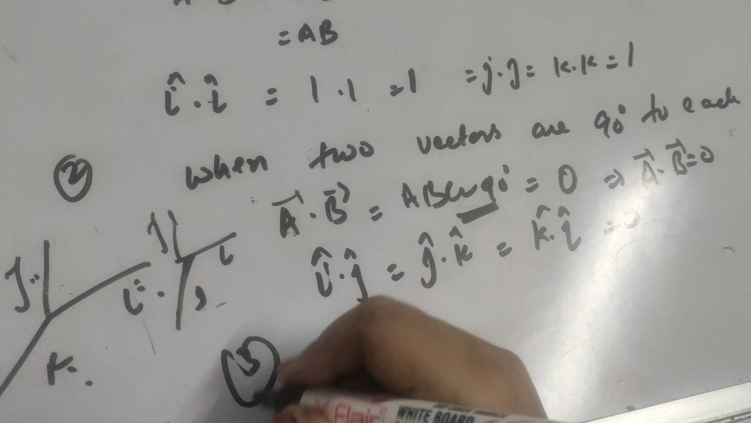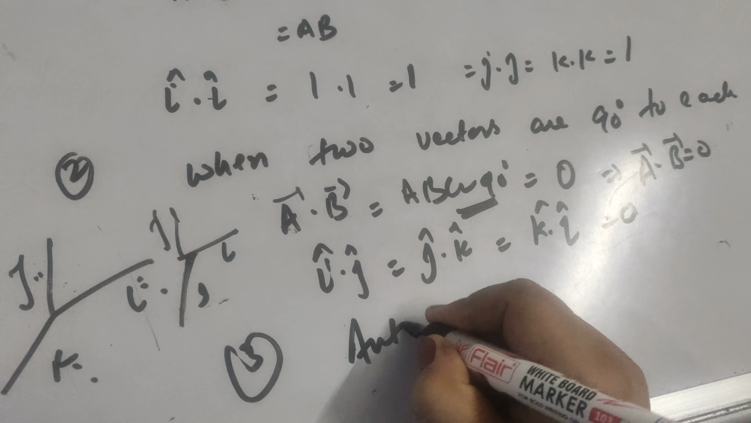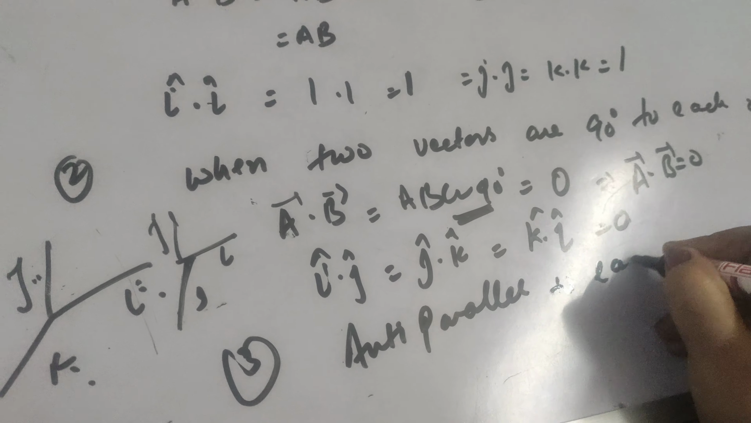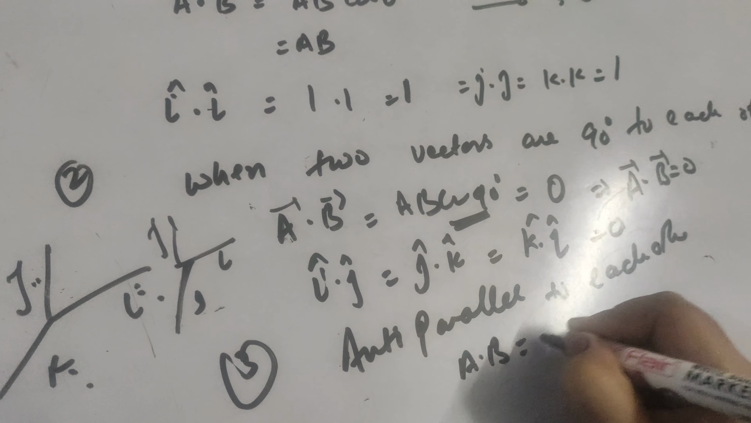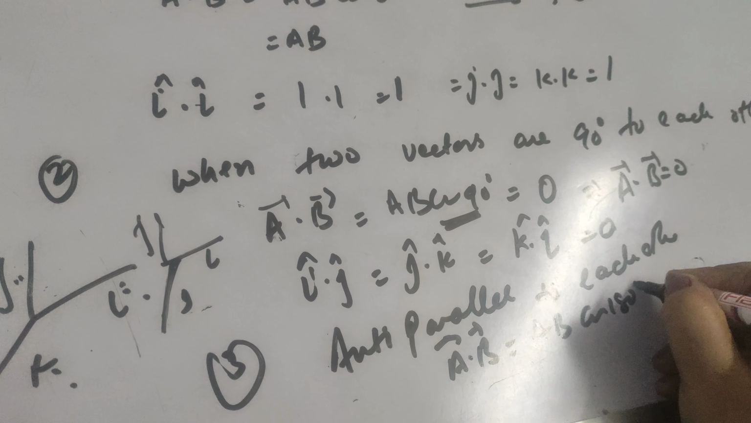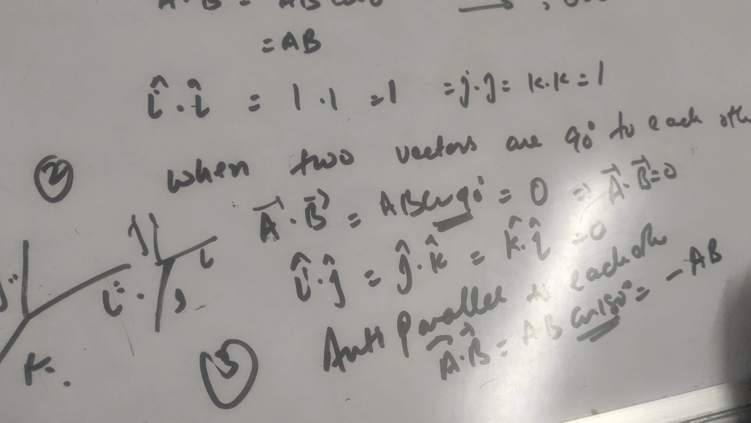Similarly, third case, when two vectors are anti-parallel to each other. In that case, a dot b is equal to a b cos 180 degrees. Cos 180 is minus 1, so that is equal to minus a b, right?